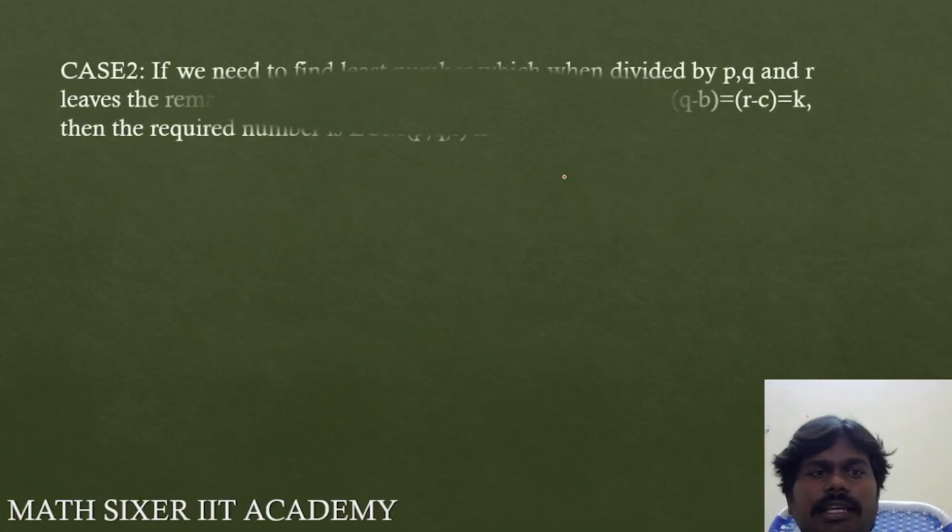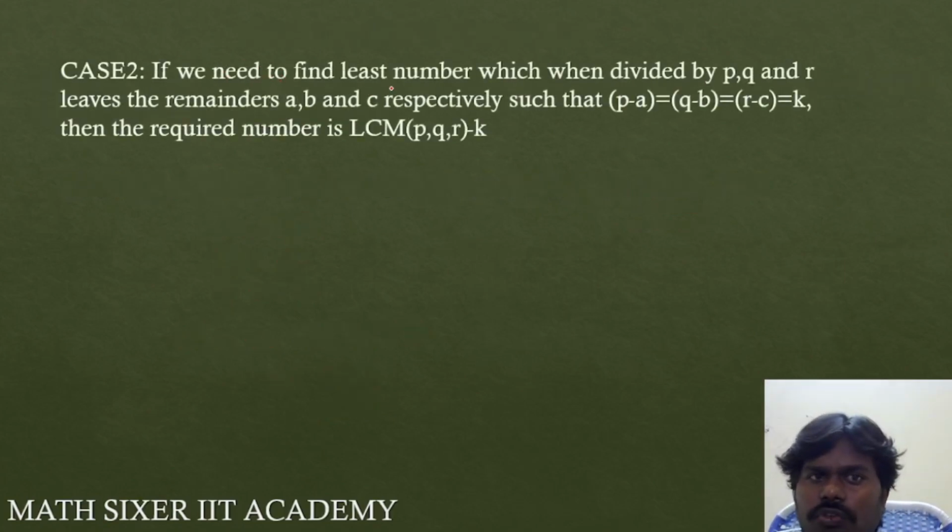Next, the second case: if we need to find the least number which when divided by P, Q and R leaves the remainders A, B, C respectively, such that P minus A, Q minus B and R minus C equal K, then the required number is LCM of P, Q, R minus K. Here the difference of the numbers from their respective remainders gives a constant.